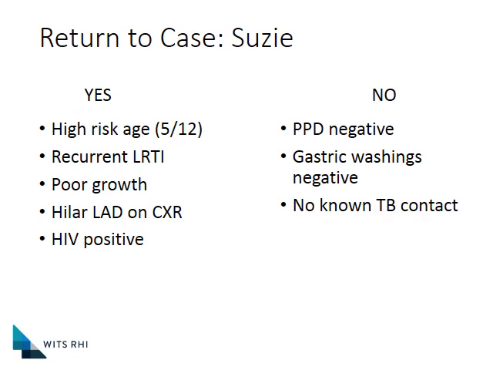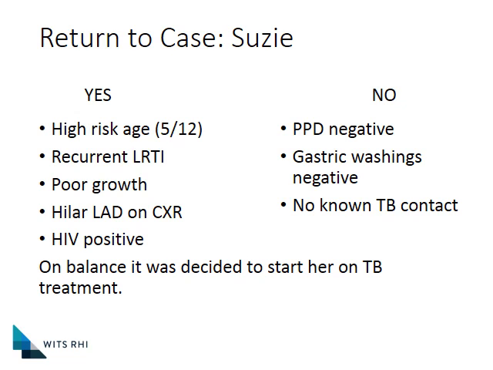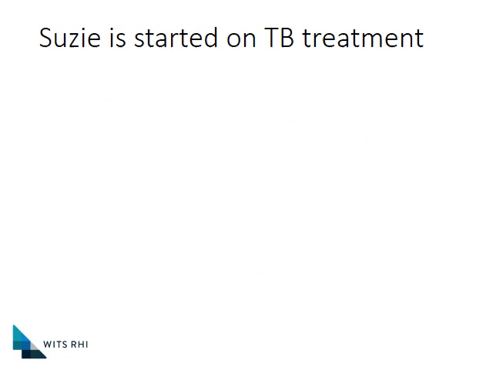The concern was that her PPD test, her TST, was negative, although that's quite common in a very low CD4 count. The gastric washing was also negative, so we had no bacterial confirmation of TB. Probably the one that was the most worrying is that there was no actual known TB contact that we could get through the history. But because of her very high risk, her age, as well as being HIV positive, on balance, it was decided that we would want to start her on TB treatment.